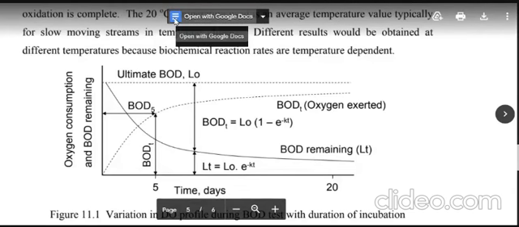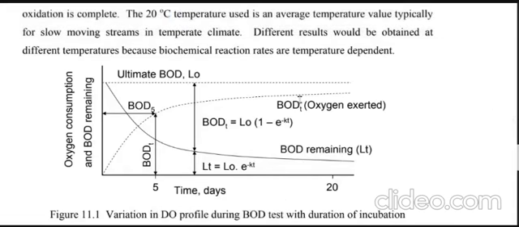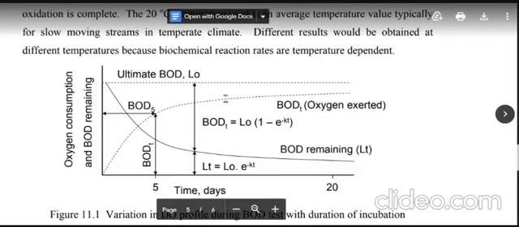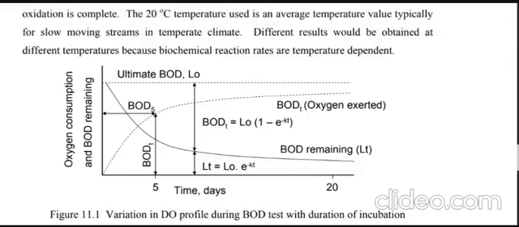Okay. So this smooth curve shows how much BOD is remaining, and this one shows how much BOD is consumed. BOD consumed means the organic matter is consumed. So this is the consumption of the organic matter, and this curve shows the remaining organic matter in the wastewater.